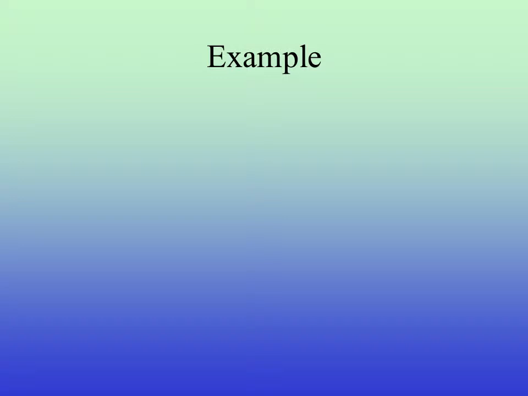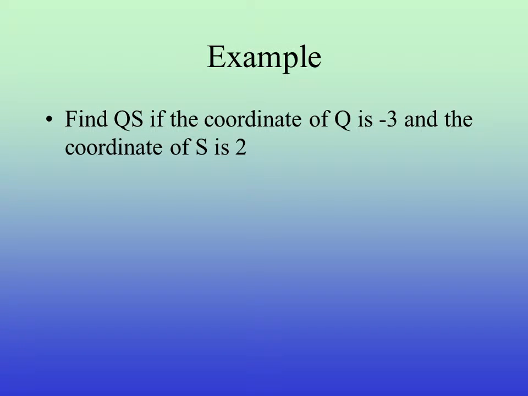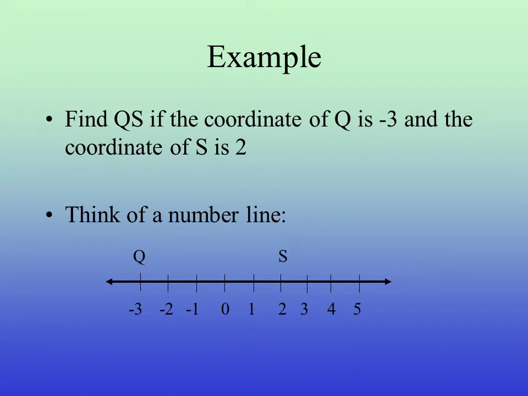All right, let's look at an example. Find QS if the coordinate of Q is -3 and the coordinate of S is 2. So let's think of this like a number line and let's draw it out. Anytime you have a problem in geometry, it's always a good idea to draw a picture. So here's my number line. I have Q at -3 and S at 2.